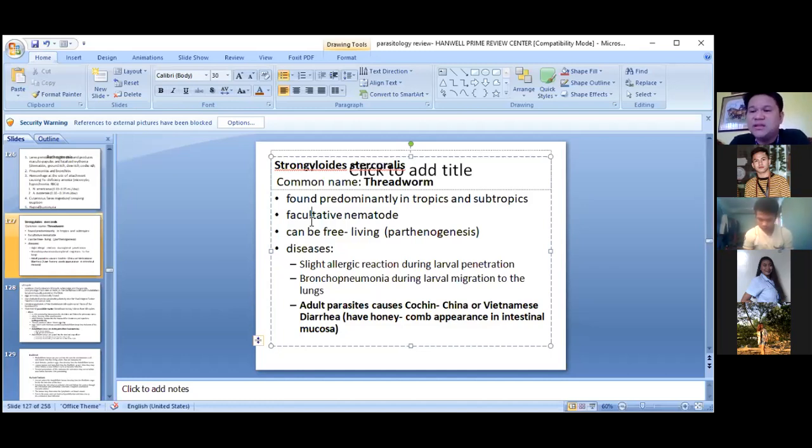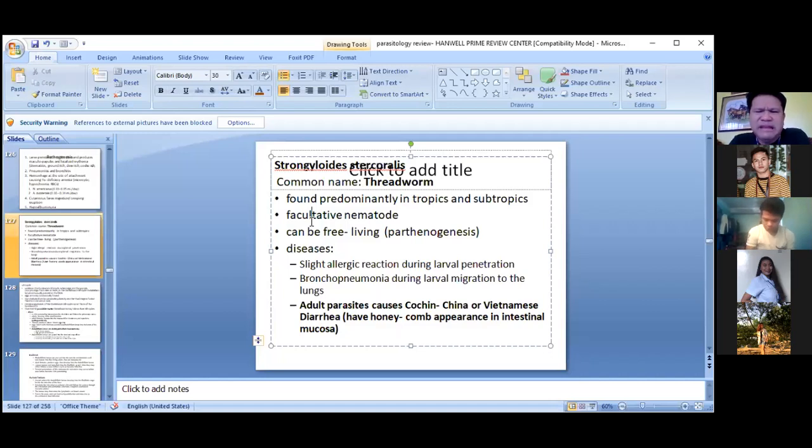Parthenogenicity was already defined last time. It's the capacity of the female to fertilize its own ova. None of the other nematodes are like that. Only Strongyloides stercoralis. Now, please remember that parthenogenism can only be appreciated in the indirect life cycle.